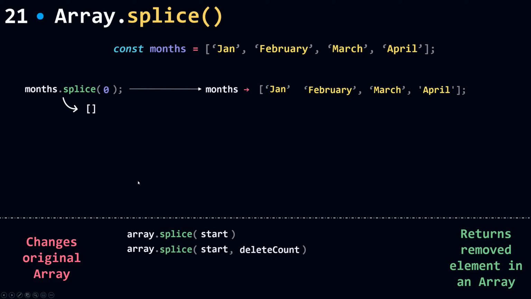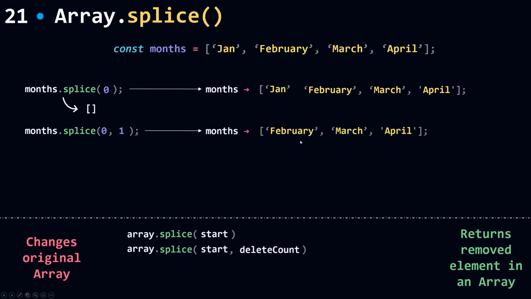So let's say months.splice(0, 1). This tells splice to go to the index 0 and then remove 1 from there. If I go to my months array here, this is our index 0, and I want to remove one element, so this means that I will just remove January and keep all the other 3 elements. So if I take a look at months after this code, I will get this array with just February, March, and April. And remember that this code will return an array with the elements removed from the array months.